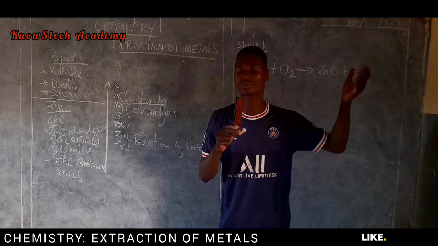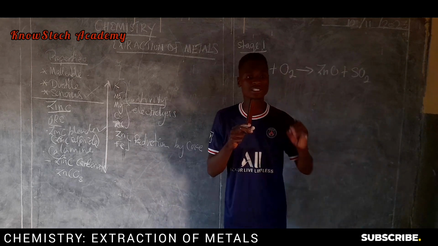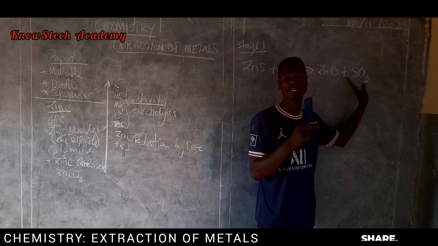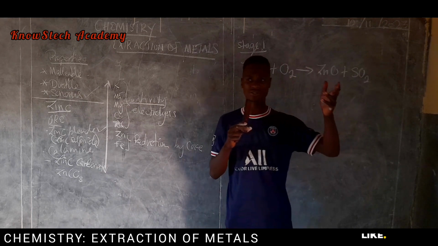Now, the sulfur dioxide here is a gas, a toxic gas that shouldn't be allowed to escape into the atmosphere. The reason is very simple. Why? What could be the reason for not allowing sulfur dioxide to escape into the atmosphere?